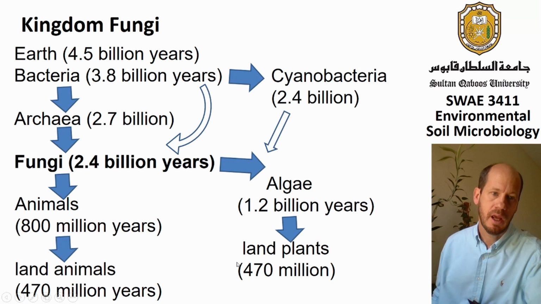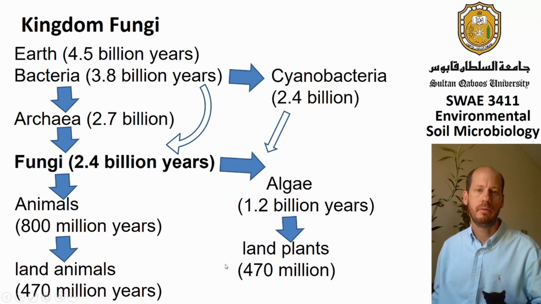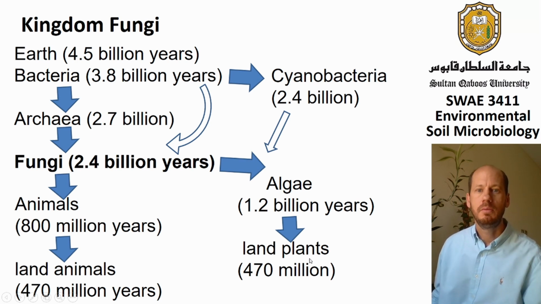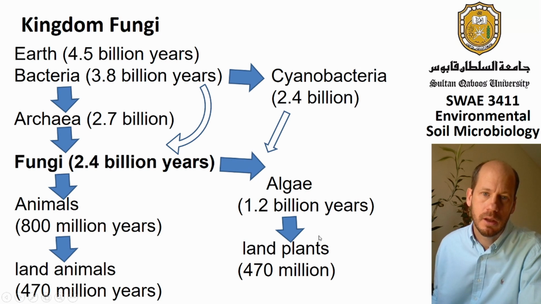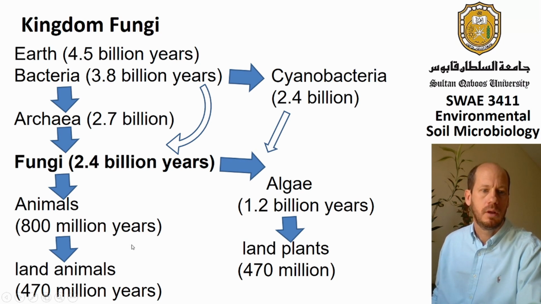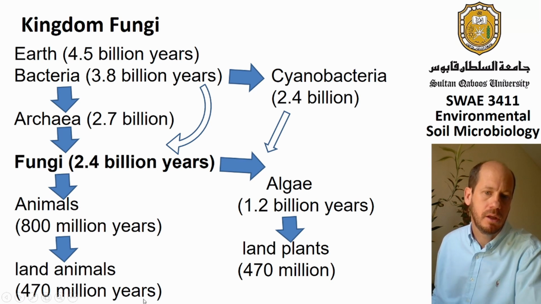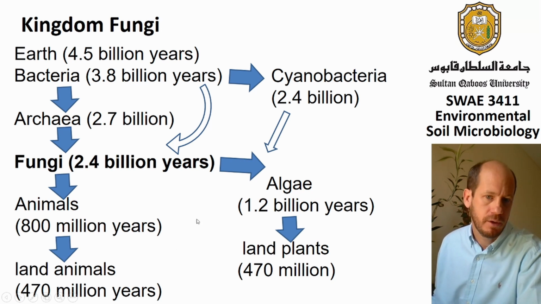From fungi, we have both animals and plants evolving. Cyanobacteria, which are photosynthetic organisms, were the second biggest endosymbiotic event that happened, and this originated the chloroplast in higher plants and algae. All animals and all land plants originate from fungi. Land animals are only here for 470 million years, and land plants about the same time. But fungi have been around for 2.4 billion years, so they had a lot more time to evolve adaptations for different environments.